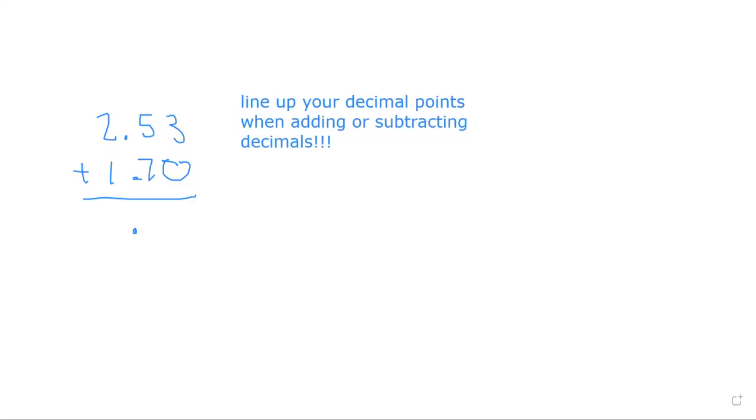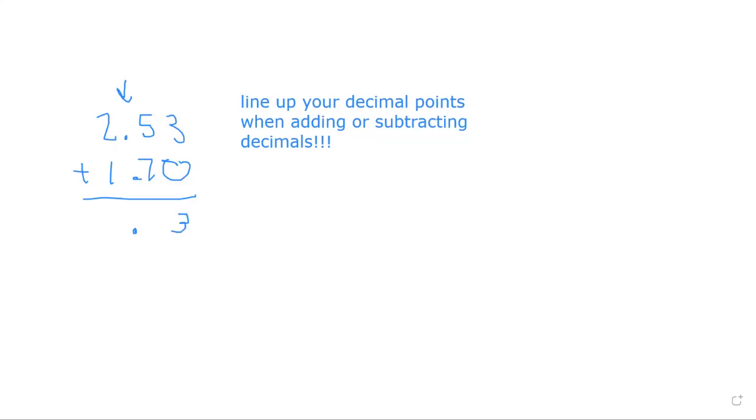So let's do an addition one. You can see that I've lined up my decimal points. I put it down there before I even started so I wouldn't forget. This works only vertically, which means up and down. If I was going 2.53 plus 1.7 across, it would not work. So let's do an addition.